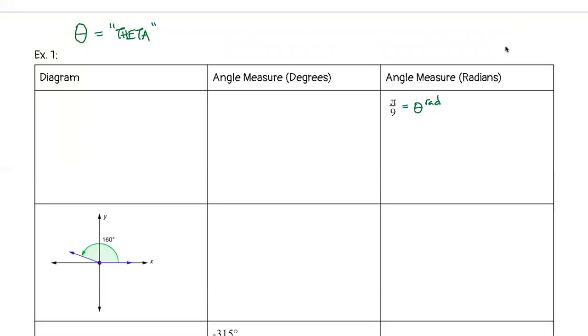So if I'm given the angle measure in radians and I want to find the angle measure in degrees, then what we could do is set up our ratio. So I know I always put 180 on the bottom, and I always put pi on the bottom of the other side, okay? Now, where do I put the pi over 9? Do I put that over the pi or over the 180?